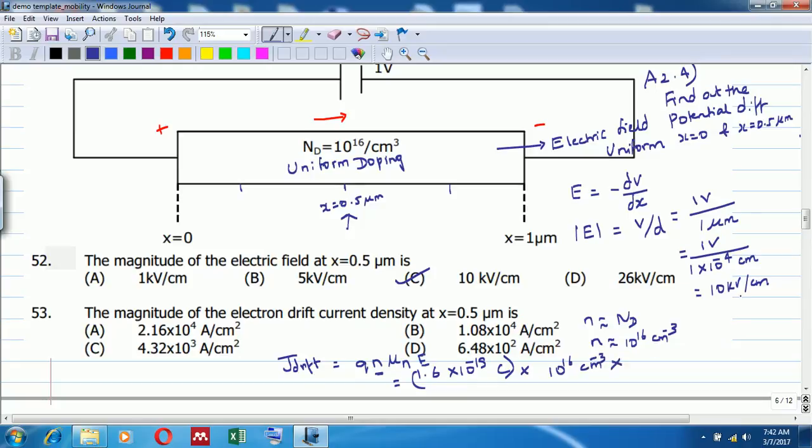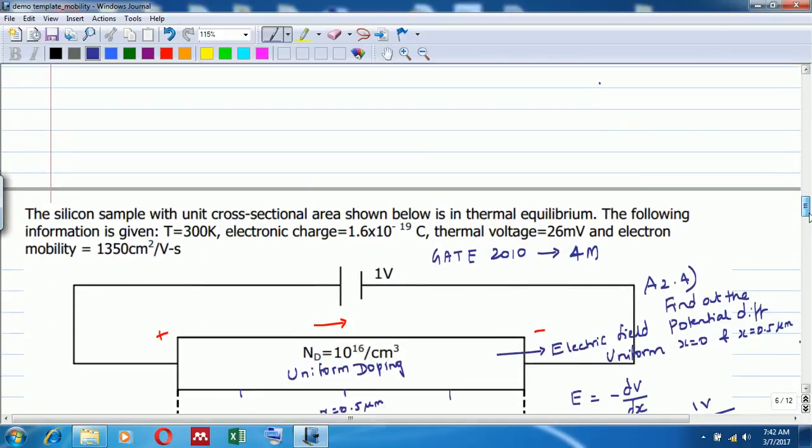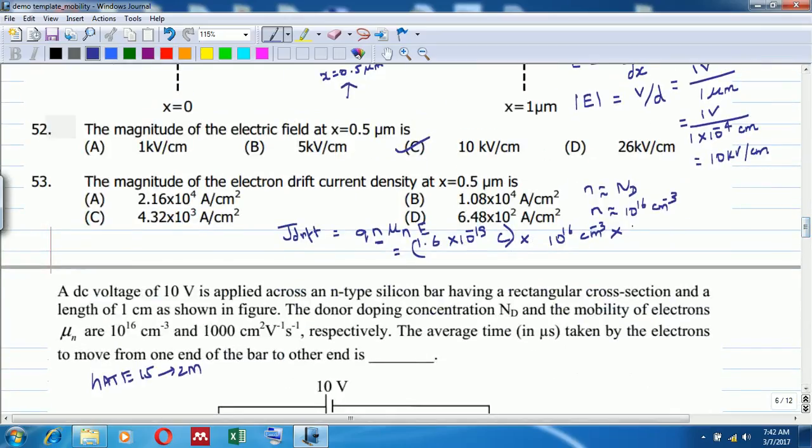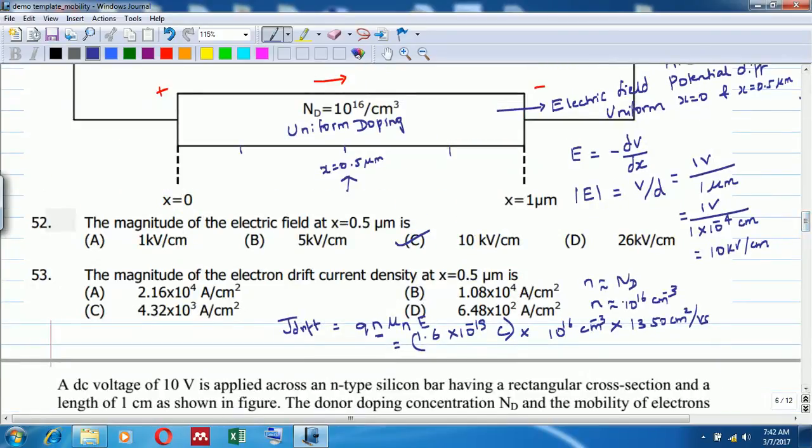And mu N, it is given in this problem. Mu N is given as 1350. And electric field we calculated in the previous question, it was 10 kilovolts per centimeter, 10 into 10 power 3 volts per centimeter. So just solve this and you will get this answer.